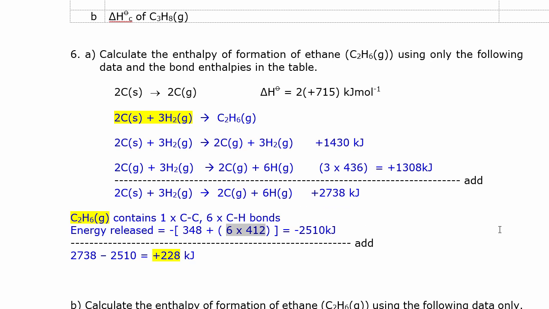So let me just check it out. 6 times 412 equals 2472. Now we add 3, 4, 8. And that makes 2820. Right, okay, so that was my problem. This is 2820. So now when we change this to 2820, we find that my error was a mathematical one. Maybe I pressed the buttons of the calculator wrong. I don't know. 2738 minus 2820. And that comes to negative 82. It's now an exothermic compound. And that is our answer.